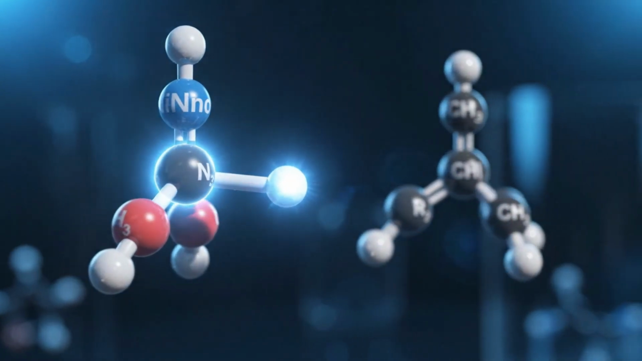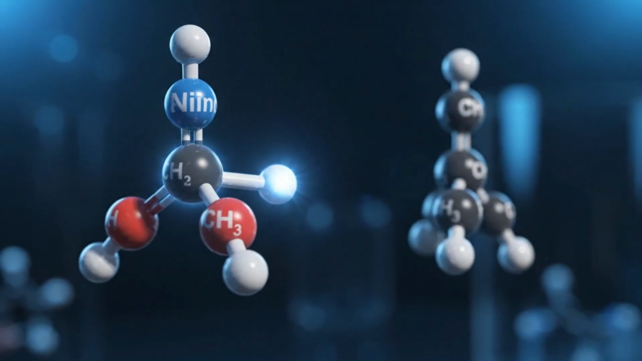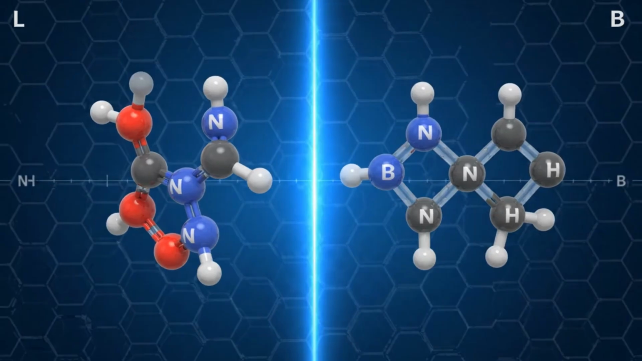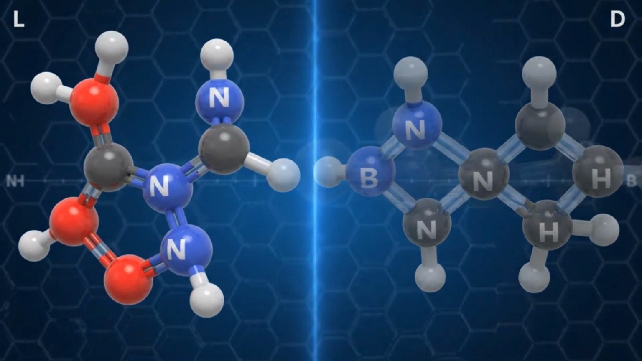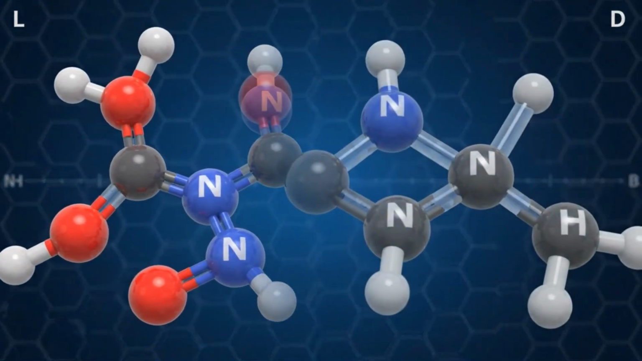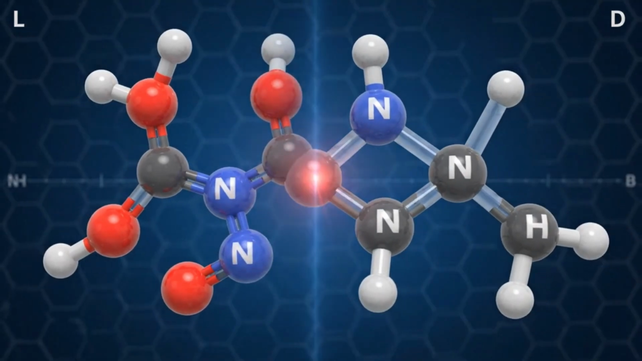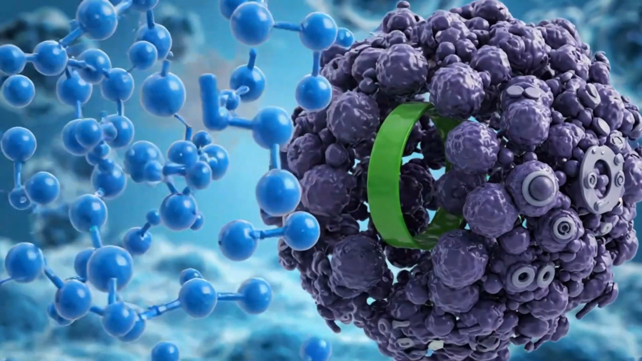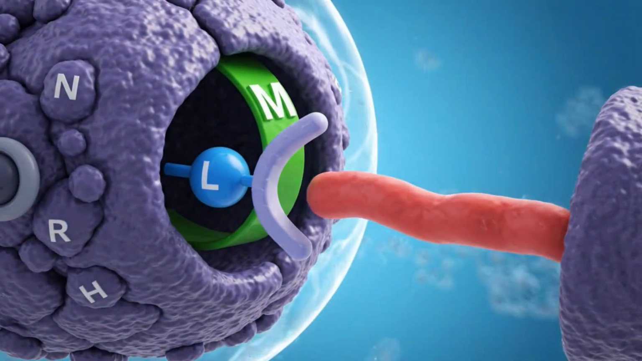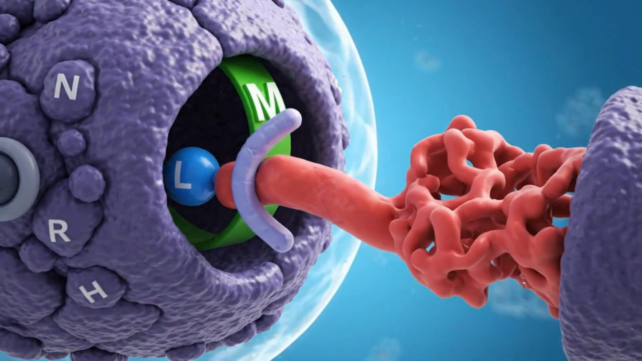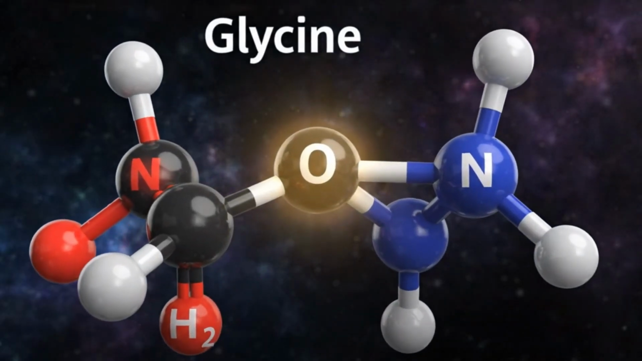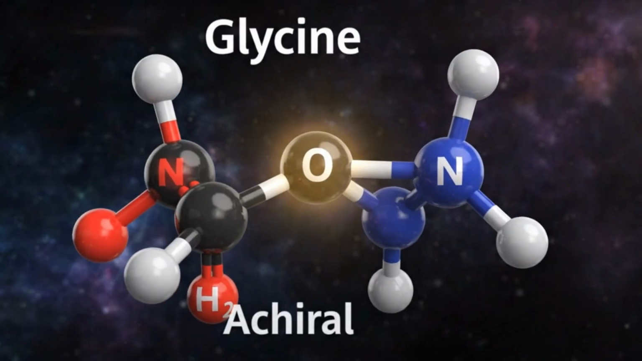Most amino acids are chiral because their alpha carbon has 4 different groups attached. These mirror image forms are called enantiomers and have different 3-dimensional arrangements. Ribosomes use L-amino acids to build proteins in living organisms. Glycine is different because its side chain is hydrogen, making it achiral.